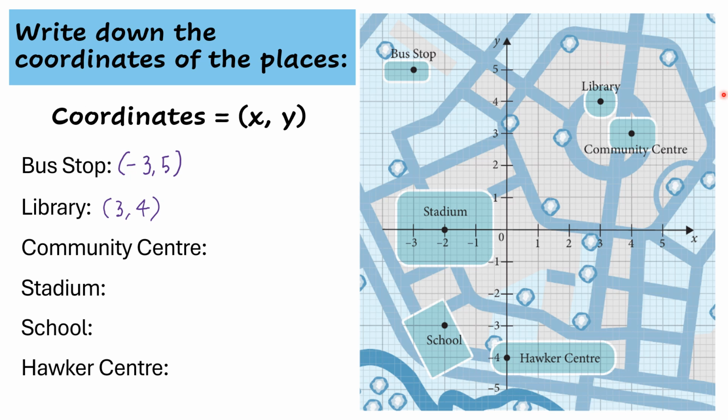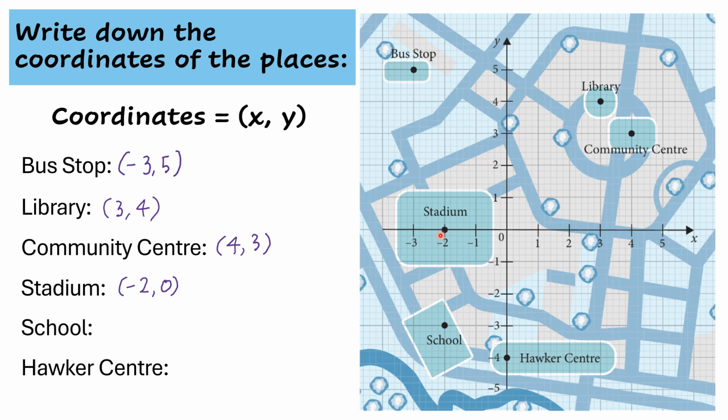Then next I move on to the community center. For the community center, the x is 4 and the y is 3. So I have 4 and 3. We move on to the stadium. For the stadium, again, this point lies on the x-axis. So therefore the x coordinate is -2 and the y coordinate is equal to 0.